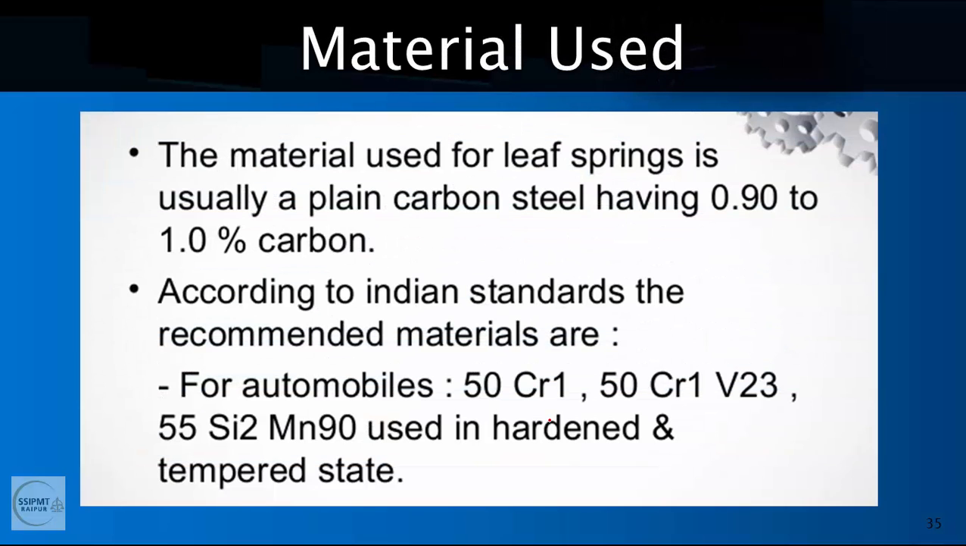Material used. The material used for leaf spring is usually a plain carbon steel having 0.9021% carbon. So carbon steel is used for leaf spring manufacturing. According to Indian standards, the recommended materials for automobiles are 50CR1V23, V for vanadium, CR for chromium, 55Si2Mn90. These are the alloys used in hardened and tempered state for the leaf spring.